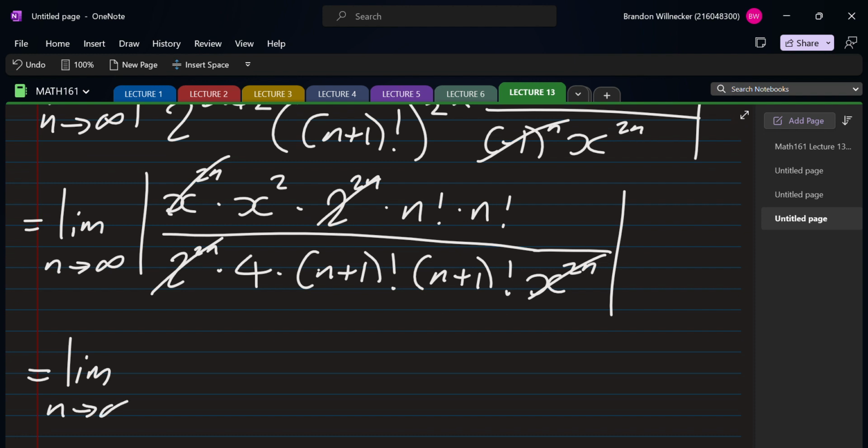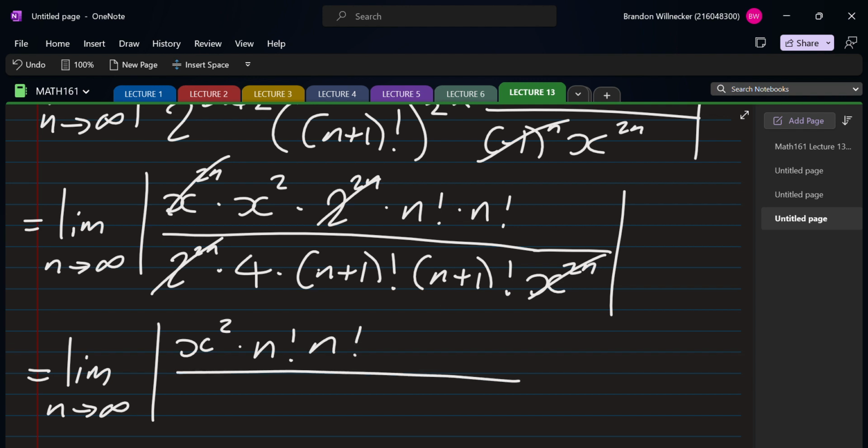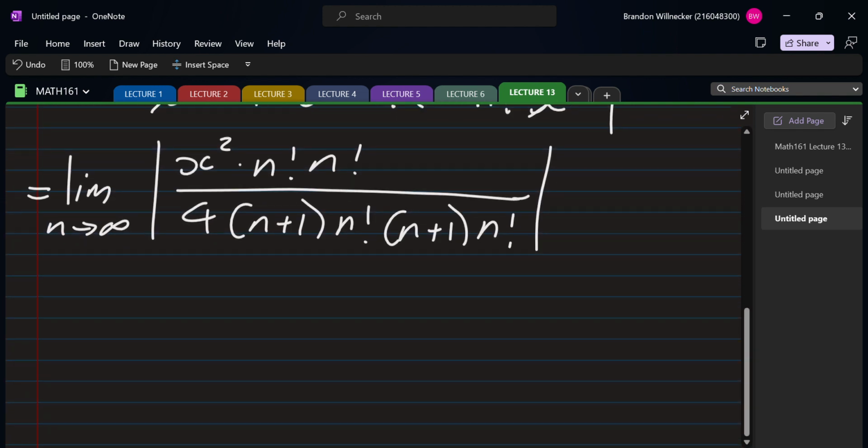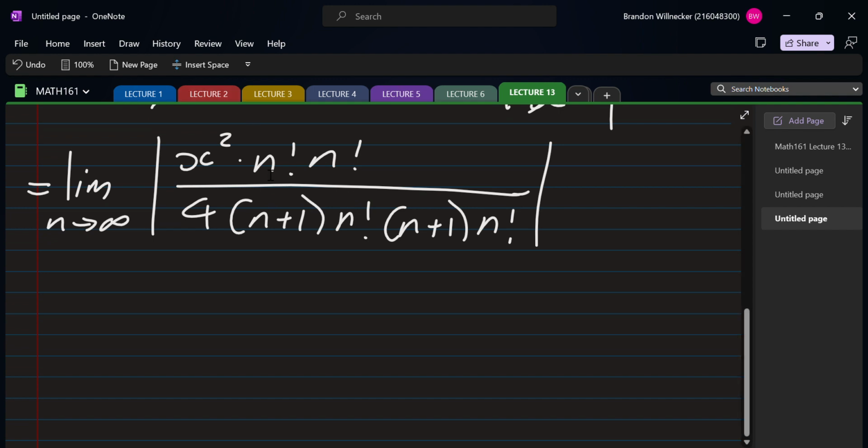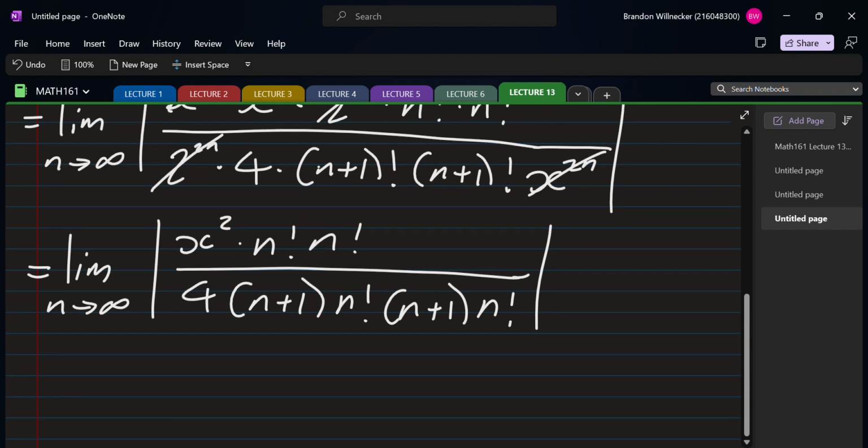So this will be the limit as n goes to infinity. At the top, we're left with an x squared times n factorial times n factorial. In the bottom, we're left with the 4. N plus 1 factorial, I'm going to write as n plus 1 times n factorial for the first one, and then I'm going to do the same thing for the second one. N plus 1 n factorial. Okay, so why did I do that? Same reason as before. We've got these n factorials at the top, the n factorials at the bottom, they can cancel. So this first one can cancel this first one, the second one can cancel this second one.